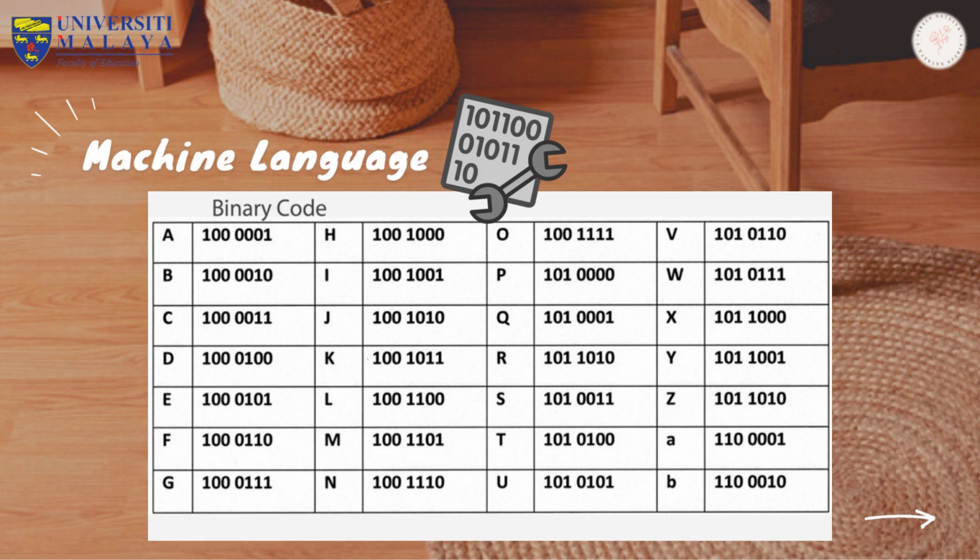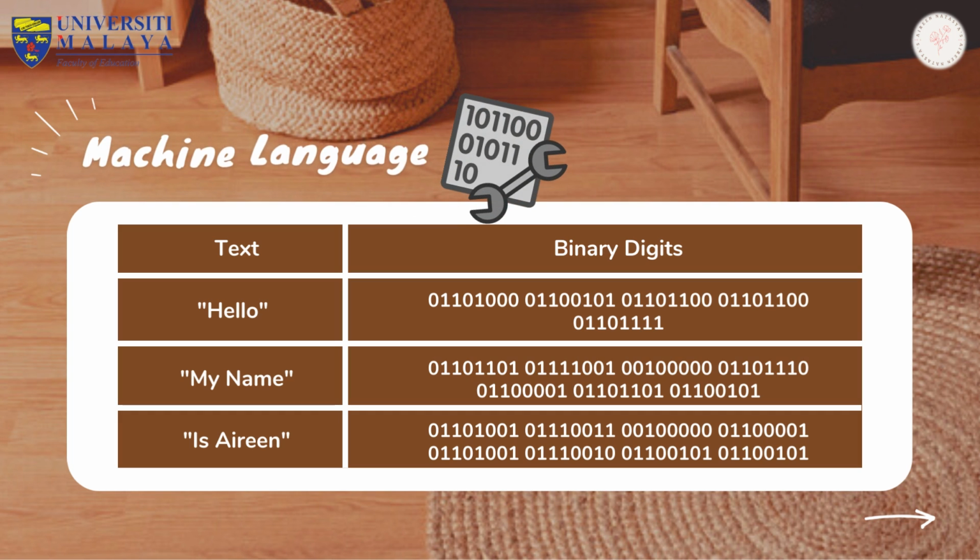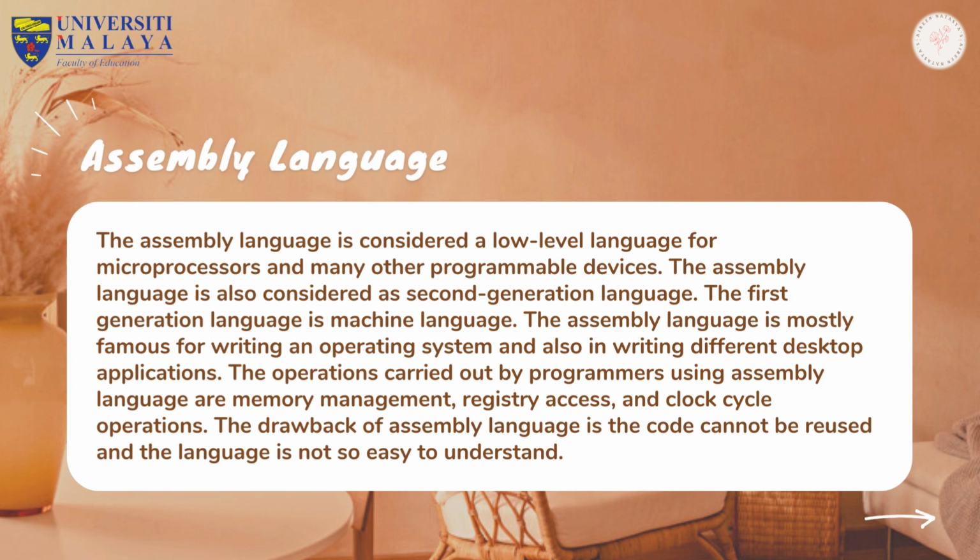This table shows the binary code which is used to represent each alphabet. You can pause this video to study this code. This is an example of how each text is written in binary code. Example text used is: Hello. My name is Irene. You can try to write your name in binary code using the code given in the previous slide. The second computer language is assembly language.